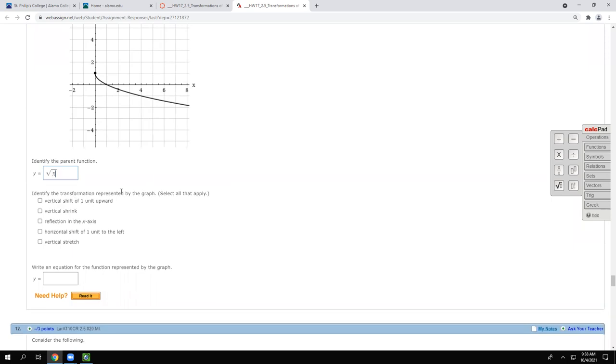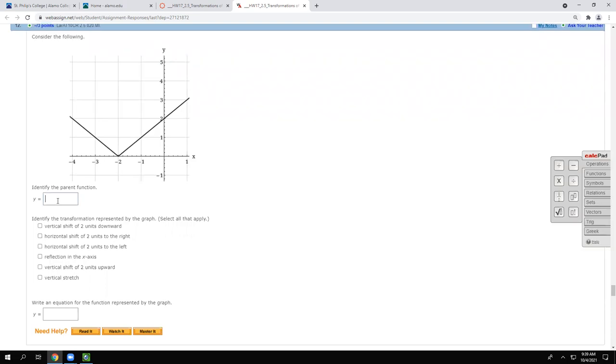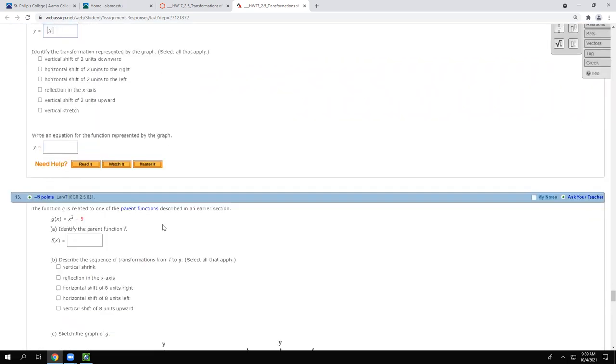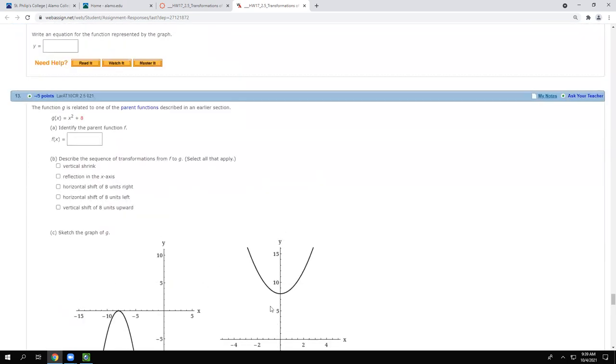Oh, I already put it in there. And then the parent function of this one? Yep. And that's the last one. And then here, it's the same thing. What's the parent function of this one? X squared. And it even gives you a hint too in the problem, right?